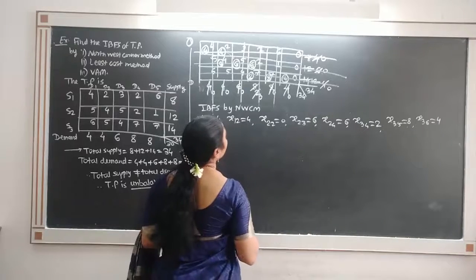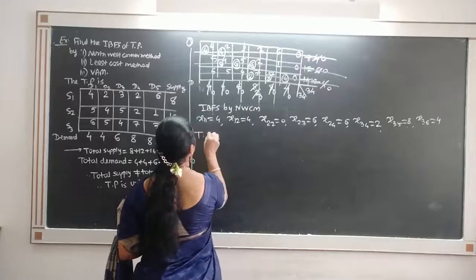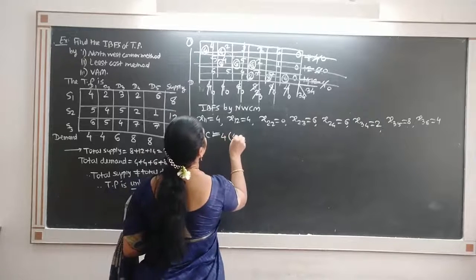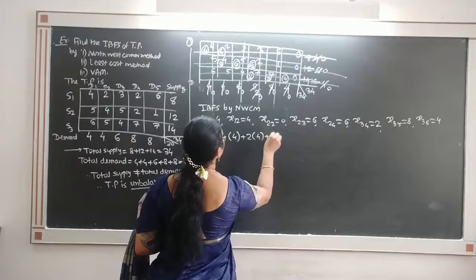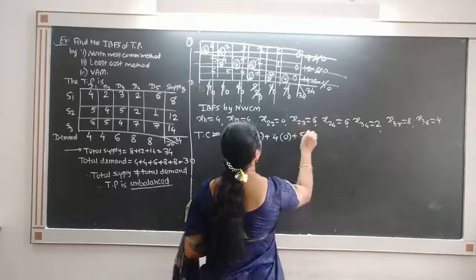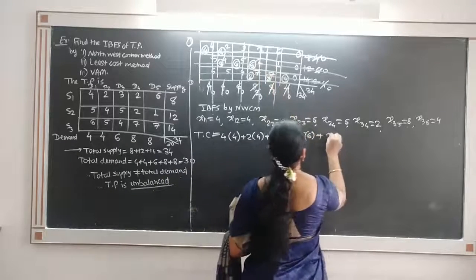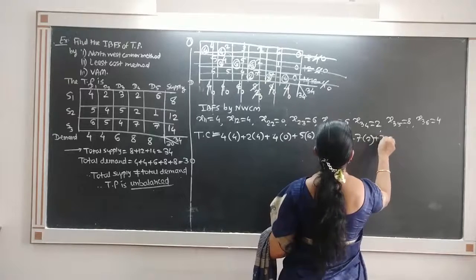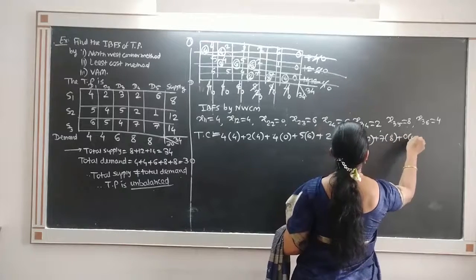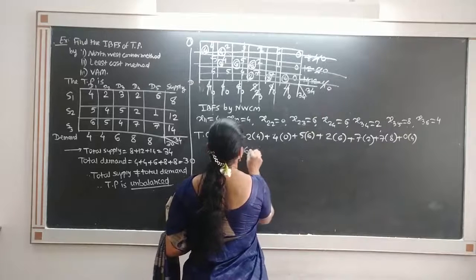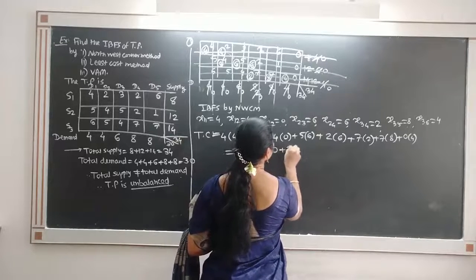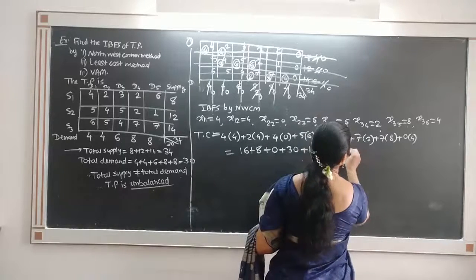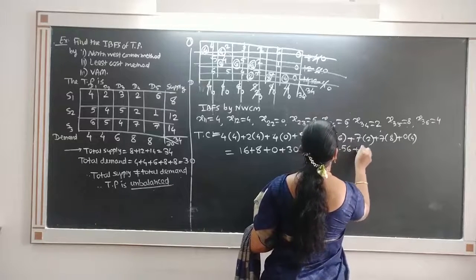So this is the initial basic feasible solution. And what is the transportation cost? The transportation cost is 4 into 4 plus 2 into 4 plus 4 into 0, 5 into 6 plus 2 into 6 plus 7 into 2 plus 7 into 8 plus 0 into 4, that is 16 plus 8 plus 0, 30 plus 12 plus 14 plus 56 plus 0.